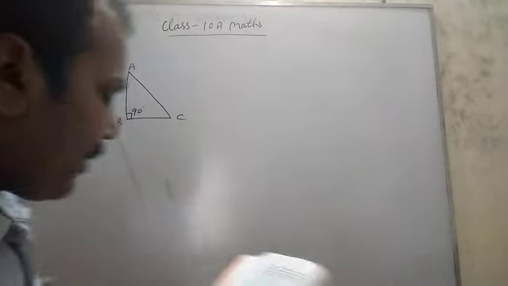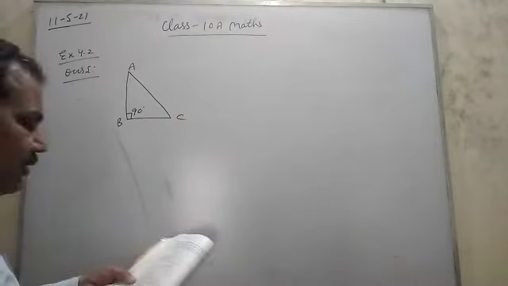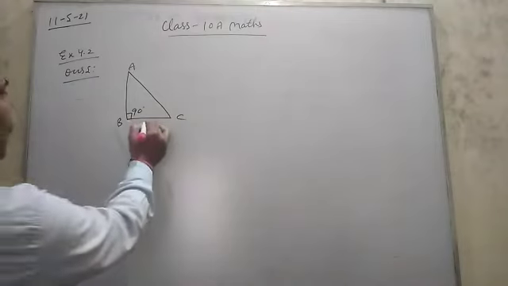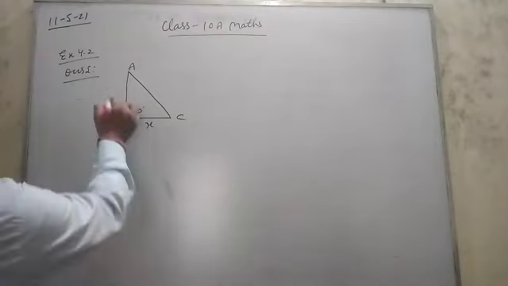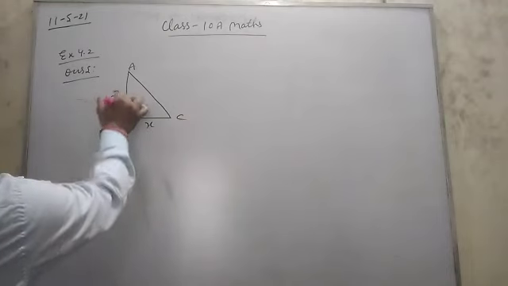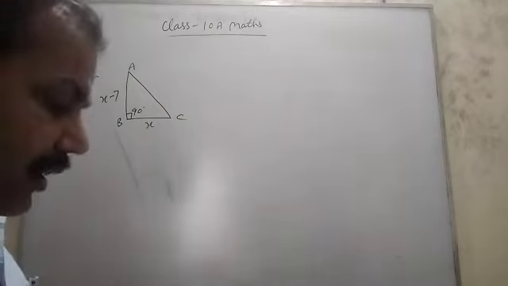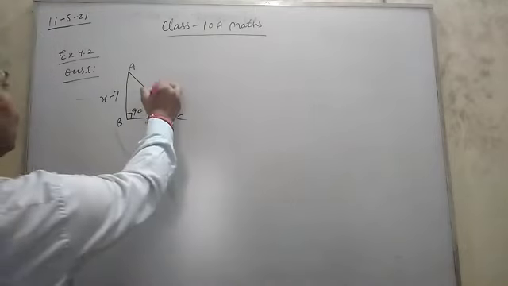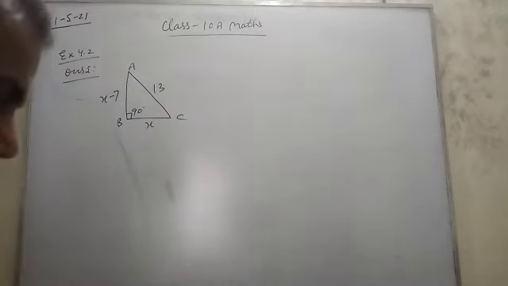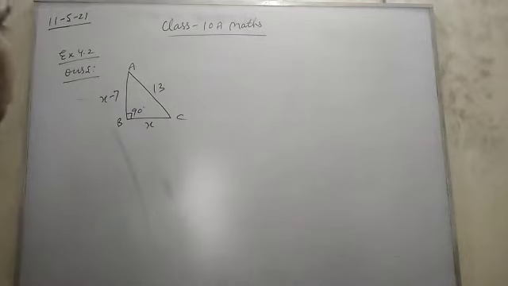Find the altitude of a right triangle is 7 centimeter less than its base. So base suppose x, then altitude will be 7 centimeter less than its base. If the hypotenuse is 13, find the other two sides.